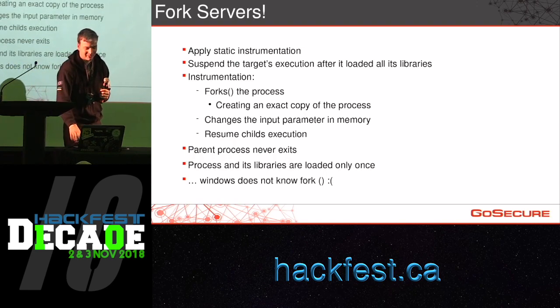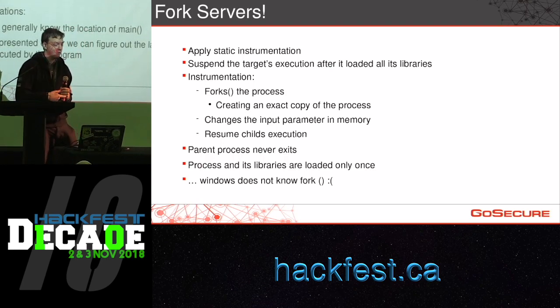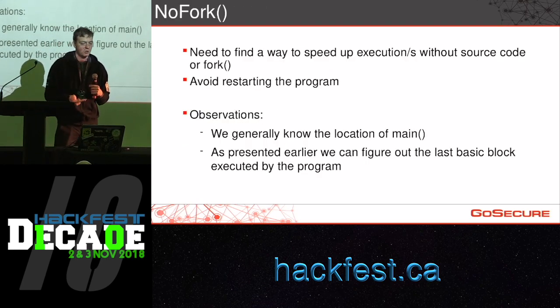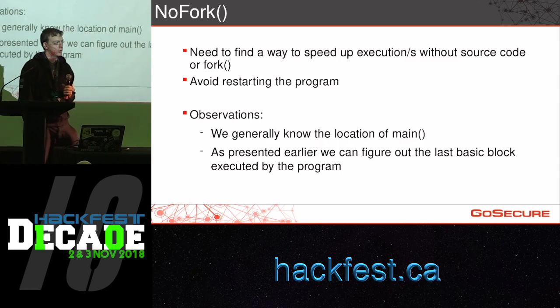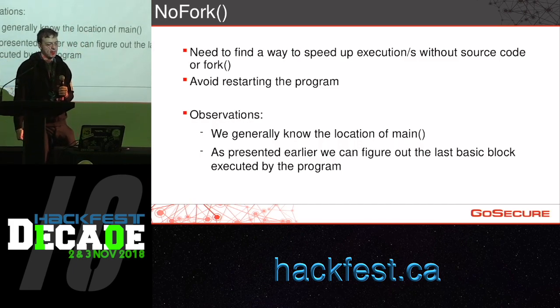So what are we going to do this time? Again, we need to find a way to speed up executions without the source code and fork. We want to avoid restarting the program. We usually have 2 observations. Even though we don't have the source code, we are usually able to figure out where the main function is located. And as presented earlier, we can find out what the last basic block is that the program is executing.